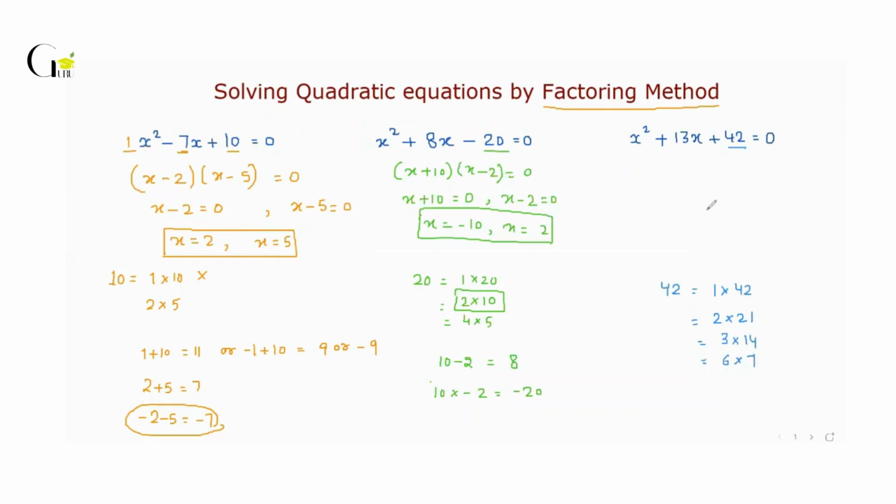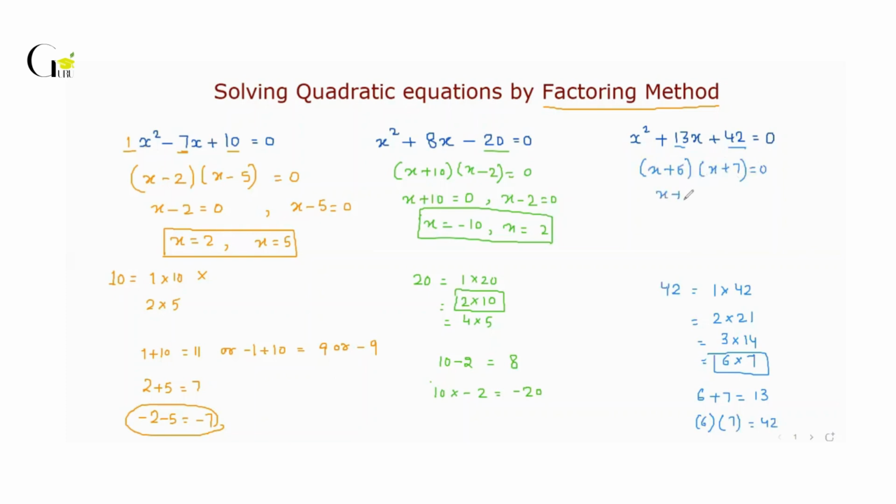So out of these, we want the coefficient of x, 13, either by subtraction or addition. And 6 plus 7 will add to make 13. So we can use 6 plus 7, which is equal to 13. And also, if we check with the multiplication, yes, it is making 42. So the factors would be x plus 6 times x plus 7 is equal to 0.